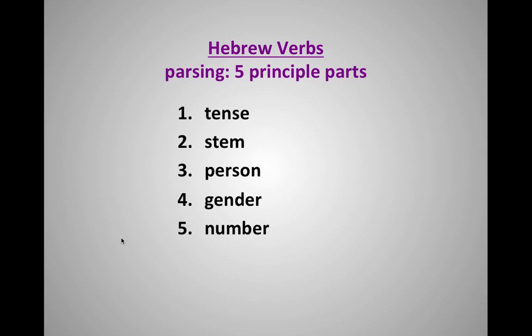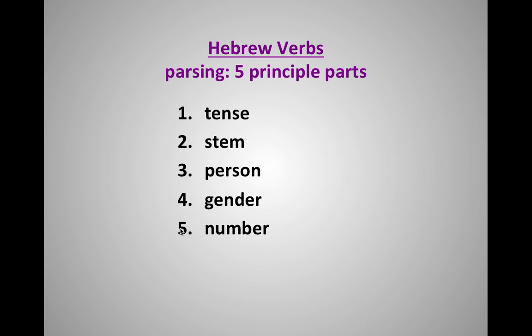You'll want to be sure to be able to commit these 5 terms to memory to denote that these essential elements are associated with every Hebrew verb. And these 5 parts are: 1, each verb conveys tense; 2, each verb conveys a stem; and each verb conveys a person, gender, and a number.